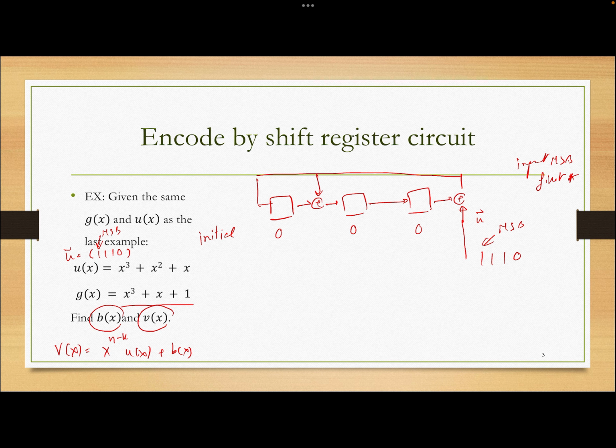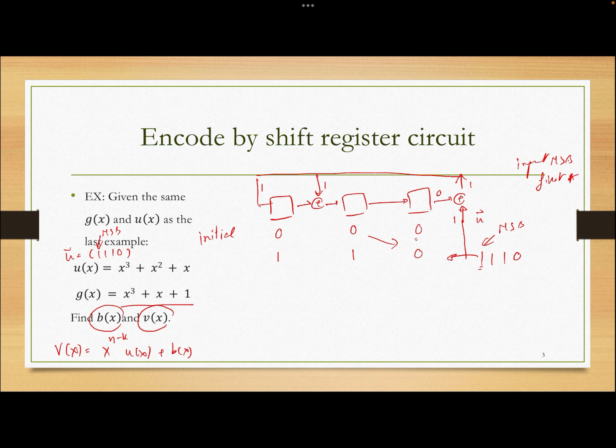Okay, so we input 1 here, so you get 1, and your output from this is 0, right? So 1 plus 0 is 1. Okay, your feedback here 1 and 1. So after the first shift, you get 1 1, and then this one is 0. Okay, so this is after the first shift of the most significant bit.